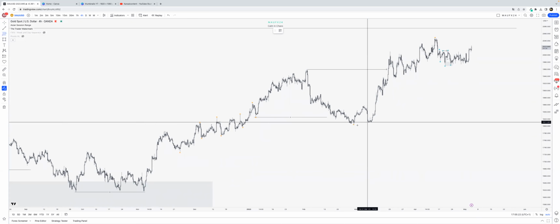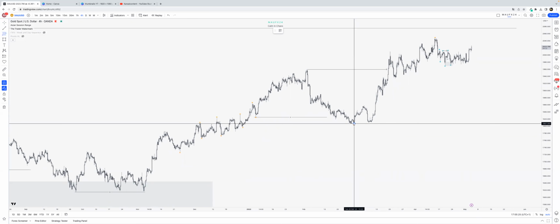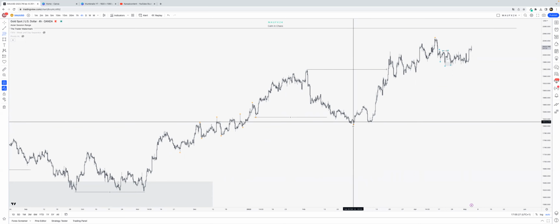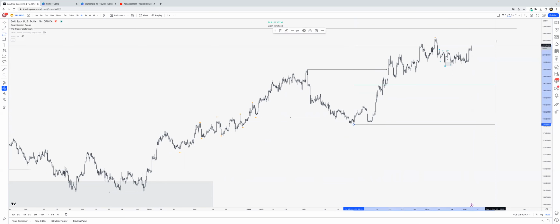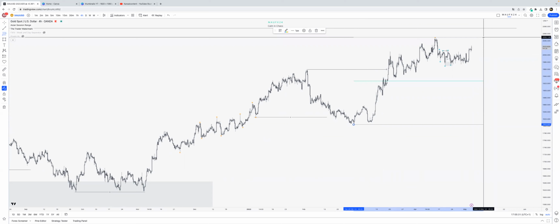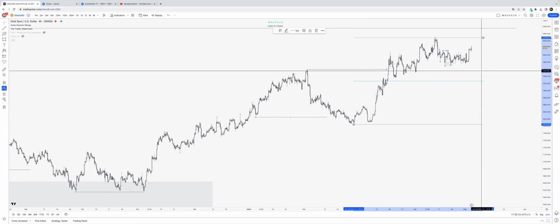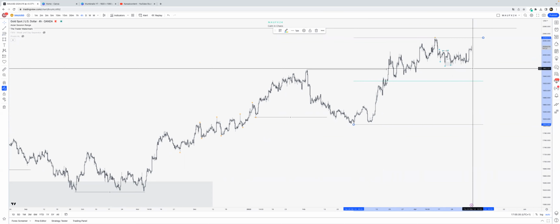Basically on the high time frame, working with this area. Like this. One second.